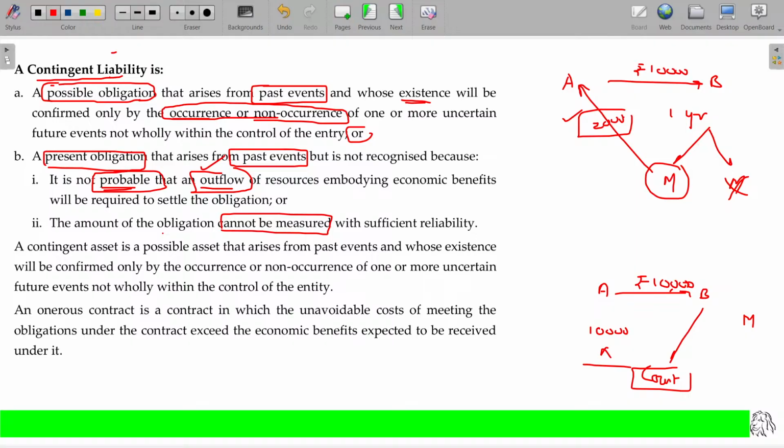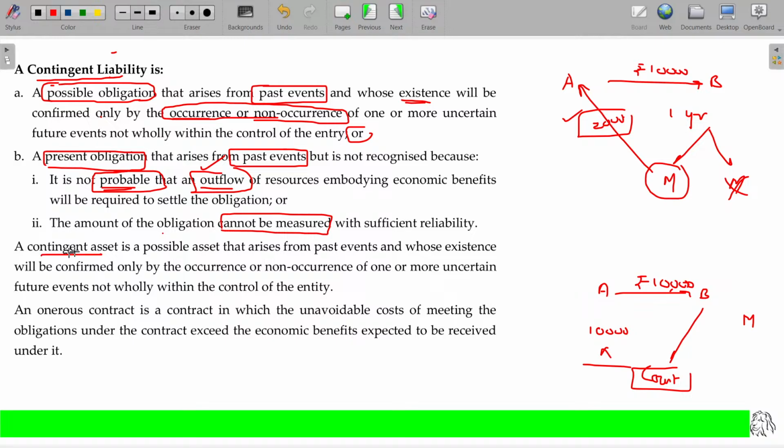For these two reasons, this will be called a contingent liability. Two things are there in contingent liabilities. One is possible obligation, another one is present obligation. In case of possible obligation, it's my guarantee. As per the guarantee, the goods may malfunction or not malfunction. Anything may happen. In case the worst happens, I have to pay. Then it's called possible obligation. In case of present obligation, everything has happened, I'm supposed to pay, but the payment is not measurable properly, or the payment may or may not happen. In that case, this will be called present obligation.